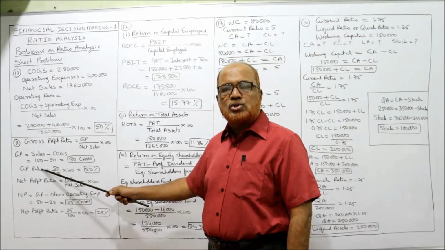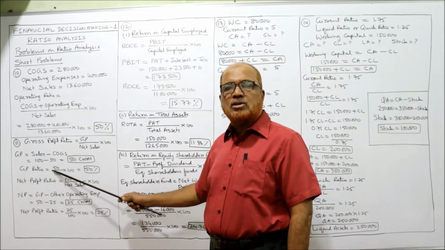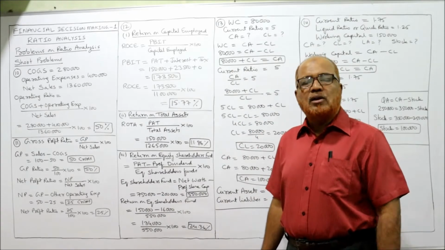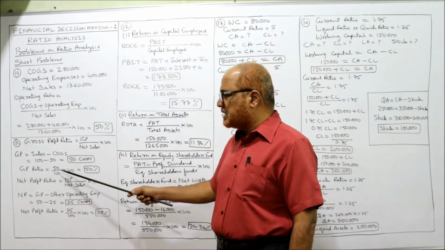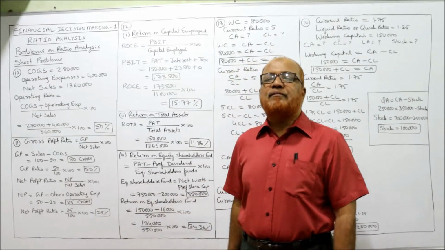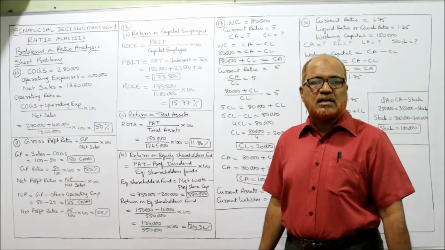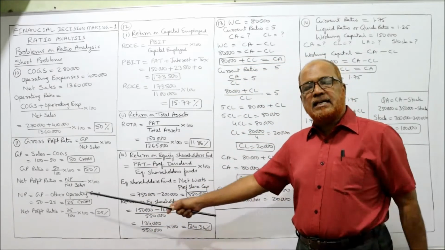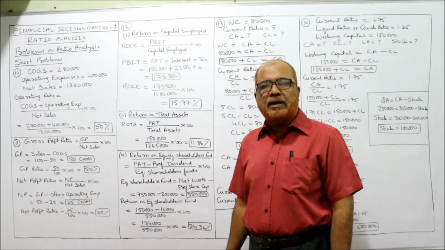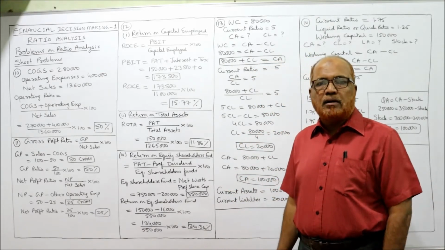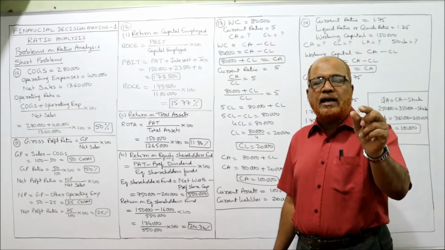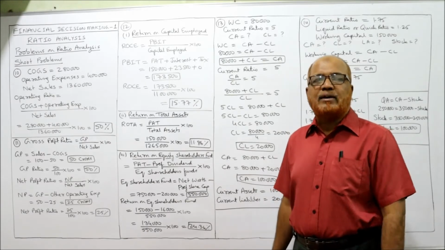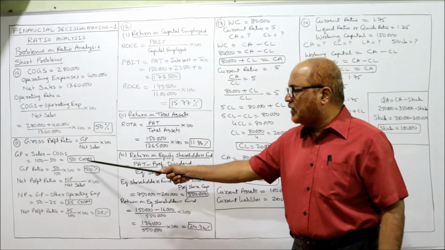So 100 crores is the sales, 50 crore is the cost of goods sold. So 100 minus 50, 50 crore is the gross profit. Now substitute: gross profit ratio, GP by sales into 100, 50 by 100 into 100, 50% is the gross profit ratio. First answer completed. Secondly, net profit ratio. Net profit by net sales into 100, that is the formula for NP ratio. But net profit is not given. Gross profit minus all indirect expenses, all operating expenses. Operating expenses are given in the problem, 25 crore. Gross profit we got, 50 crore.